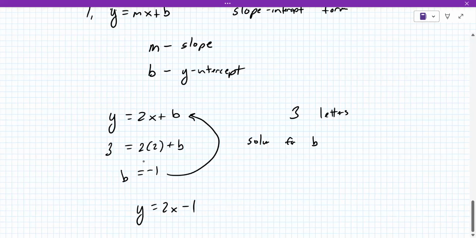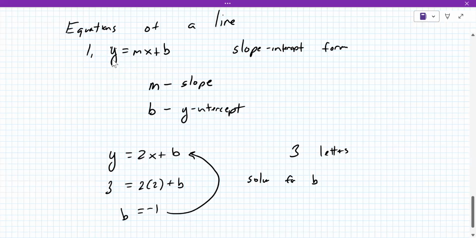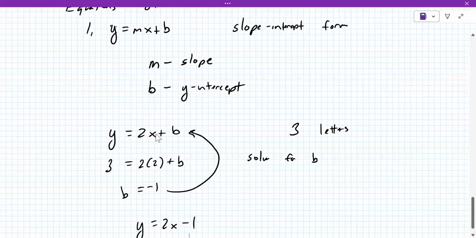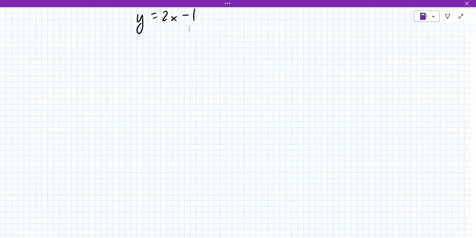Y equals 3 though, right? So I put 3 equals 2x minus 1. So the way this works is you're trying to find M and B. Y and X will always remain. Awesome. So the way this works is the problem will give you two points, and you first find the slope.